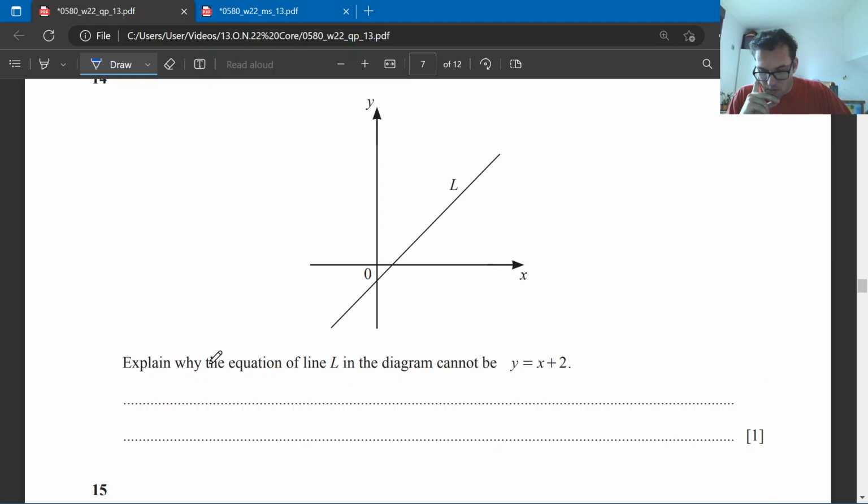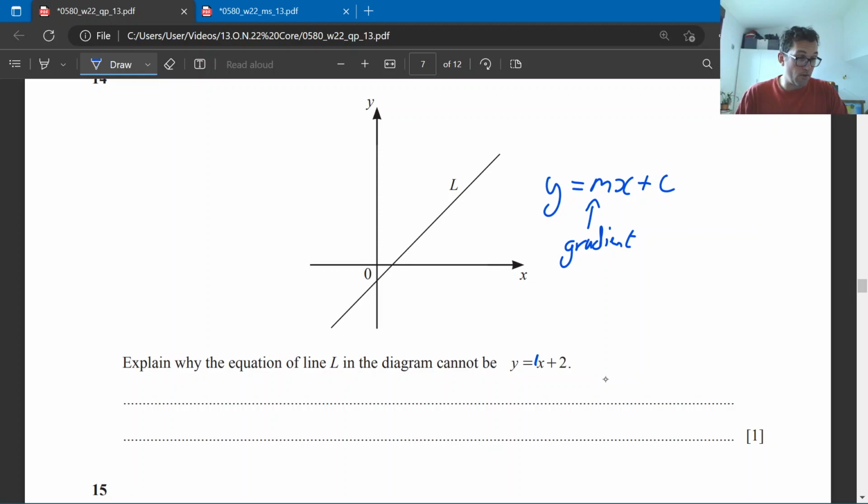Right. Explain why the equation of the line L in the diagram cannot be y equals x plus 2. Okay, if you remember, the equation of a line is always y equals mx plus c, where m is the gradient. Right, so the gradient here is 1, because there's 1 in front of x, even though it's not there, it's there. And it's positive, it goes up. So gradient-wise, this line can be possible.